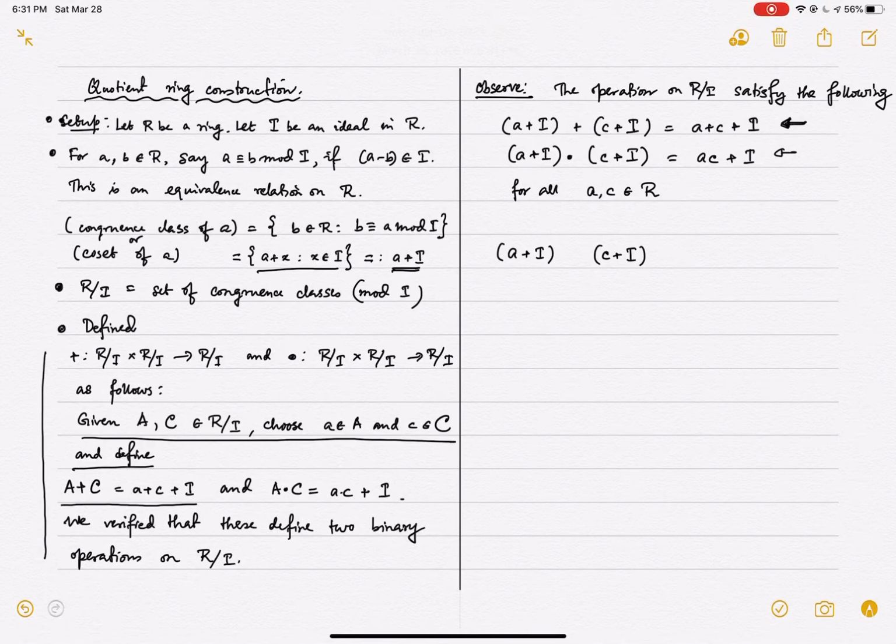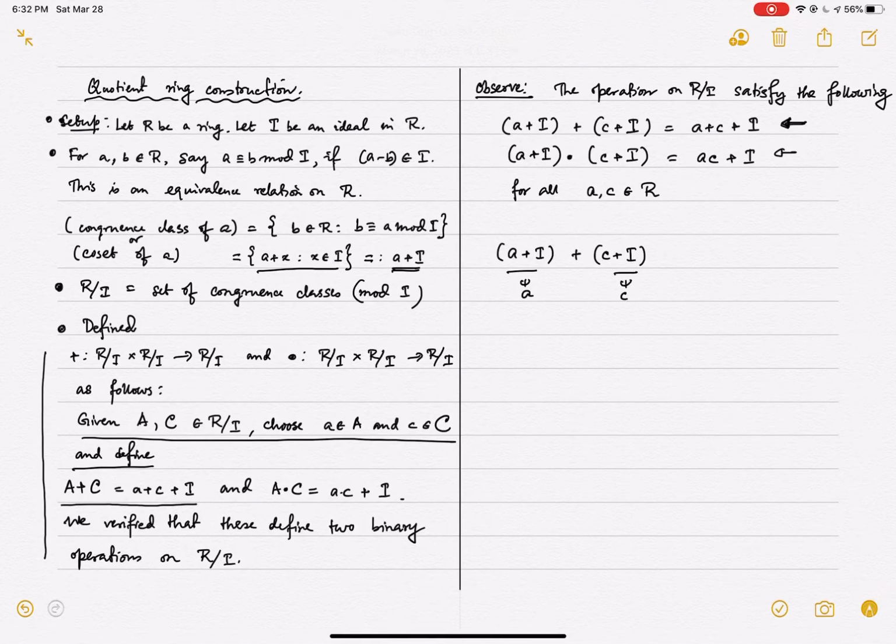This is how we add them. Given two cosets, I'm supposed to choose an element from the first coset and an element from the second coset. So choose an element from A plus I, little a is an element from A plus I. Choose an element from C plus I, well, little c is an element from C plus I.